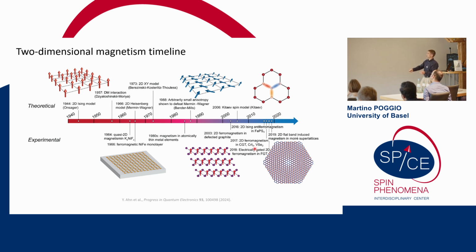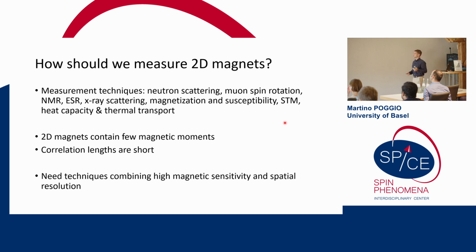I want to talk about how we can actually study these systems experimentally, and specifically how we can make images, how we can study them on a local scale, keeping in mind that disorder is still a very important problem in these systems. So the question that I want to ask is, how should we measure these 2D magnets?